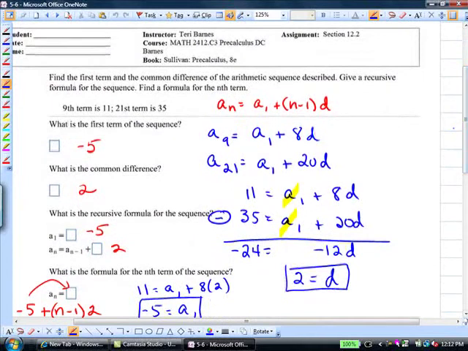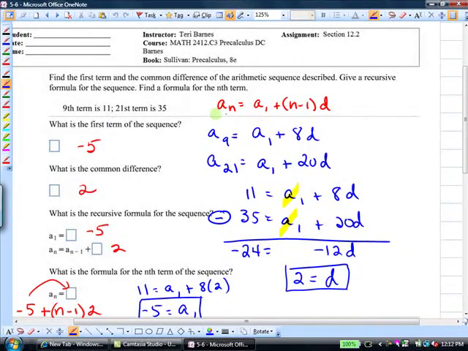Now this is a little bit of algebra in here, so you may want to pay attention to this one. The 9th term is 11, and the 21st term is 35. That's all they gave us. So we don't know, and it wants us to find the formula. Well, to write the formula, we need to know the first term and the common difference. The best way to do that is algebra, a system of equations. So you really have to think about that.